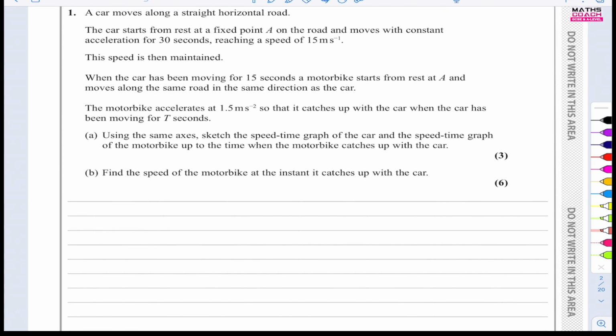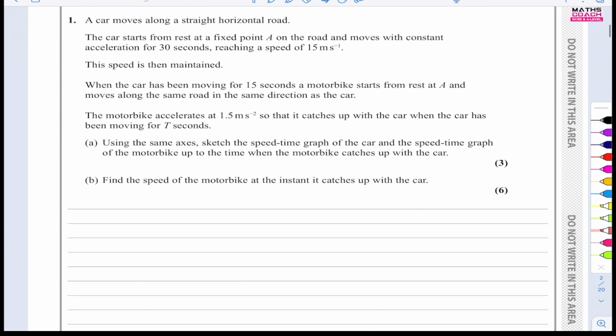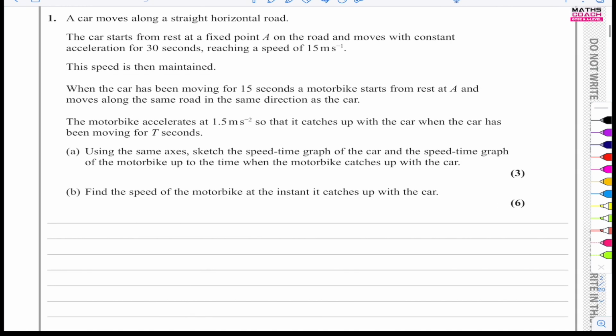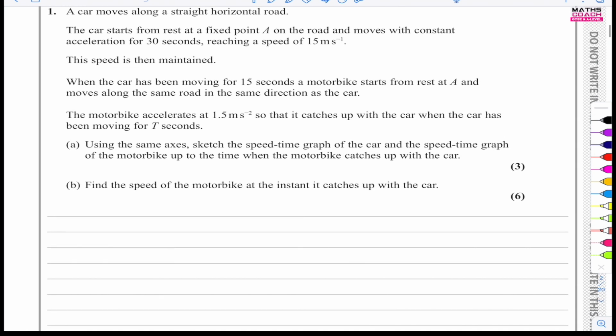Okay, so it's a lot to take in. Just read it first and then digest the information. It's asking for a speed time graph, so we can start by drawing the axes for our graph. The x-axis will be the time axis, and the y-axis would be our speed axis or velocity axis, so that's v.